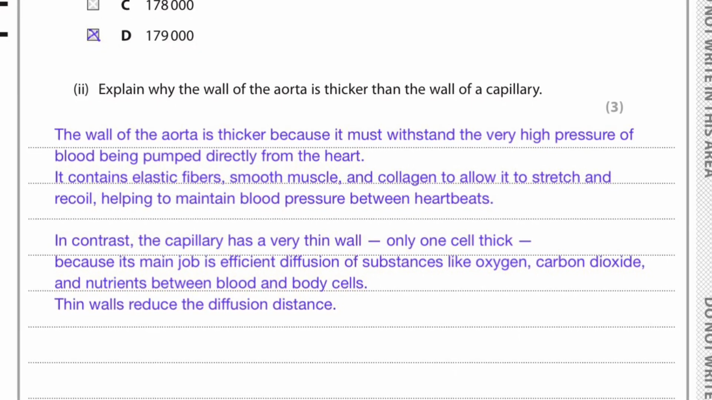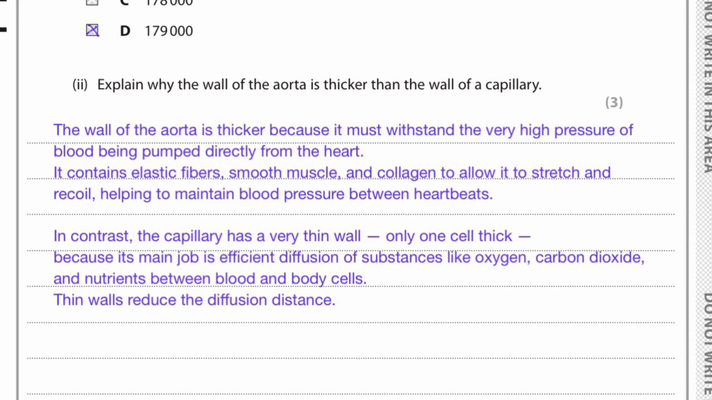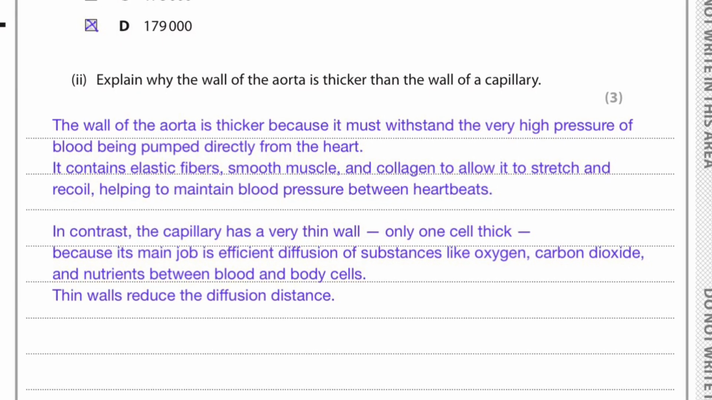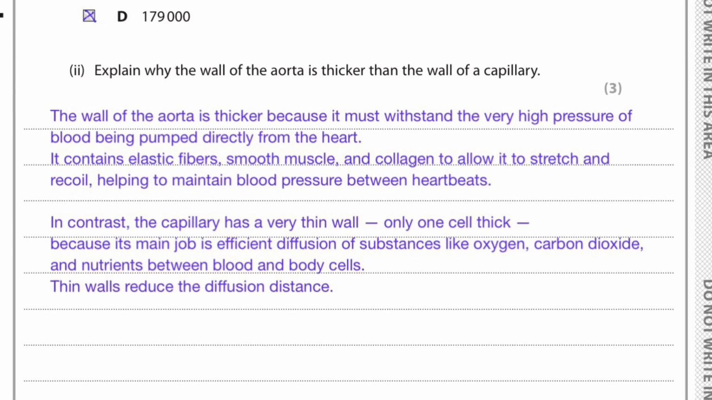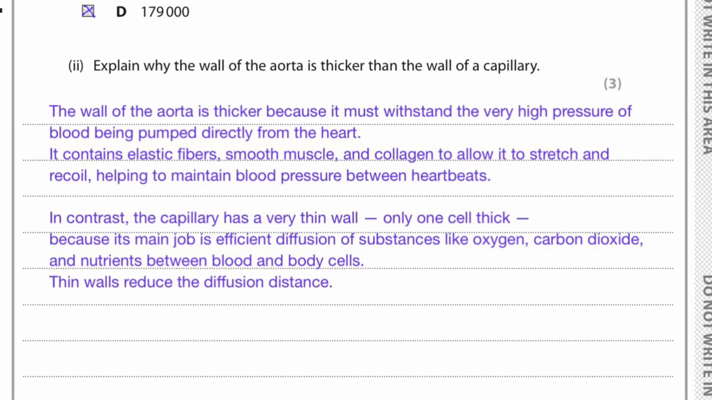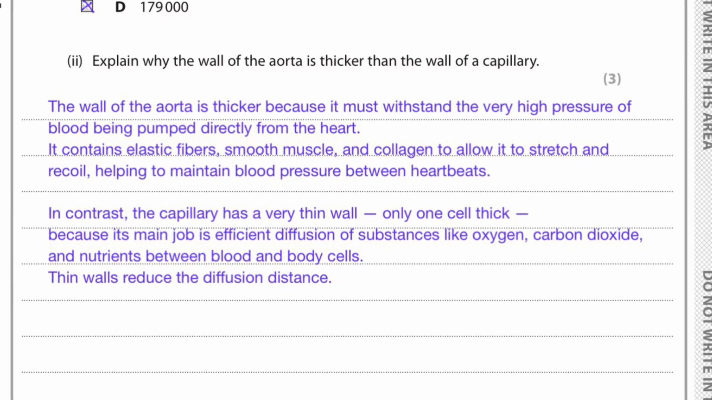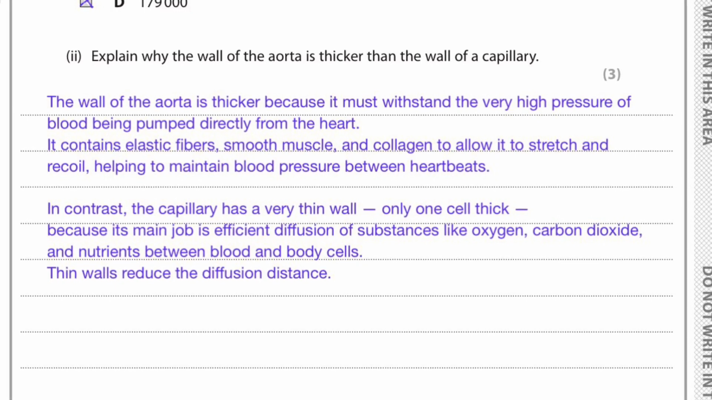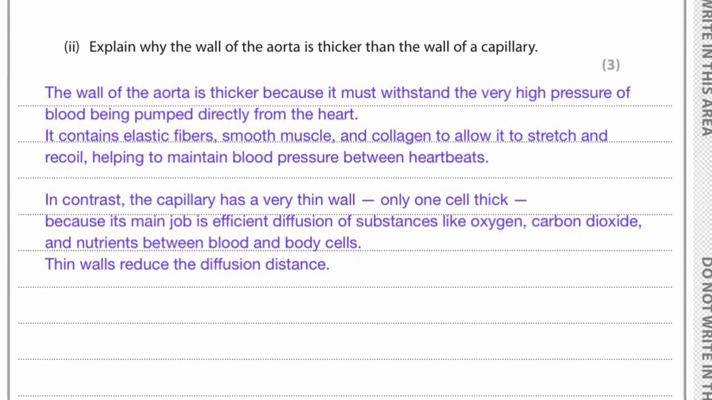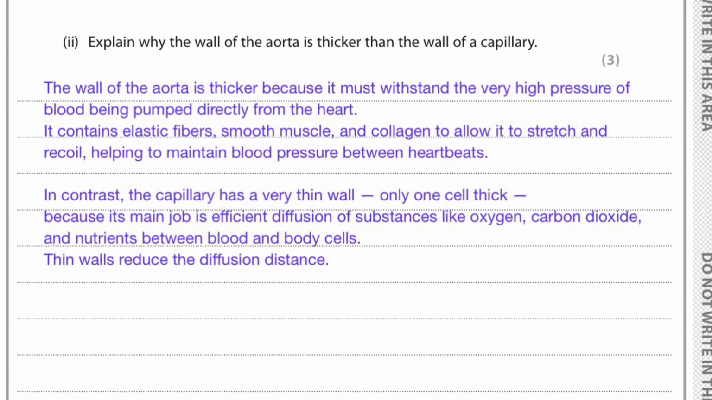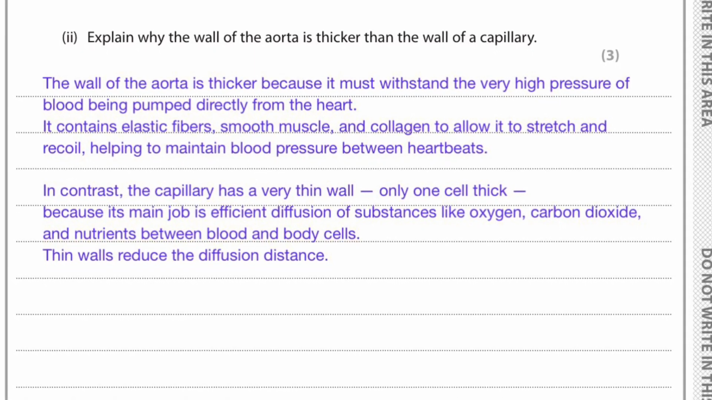It contains elastic fibers, smooth muscle, and collagen to allow it to stretch and recoil, helping to maintain blood pressure between heartbeats. In contrast, the capillary has a very thin wall, only 1 cell thick, because its main job is efficient diffusion of substances like oxygen, carbon dioxide, and nutrients between blood and body cells. Thin walls reduce the diffusion distance.